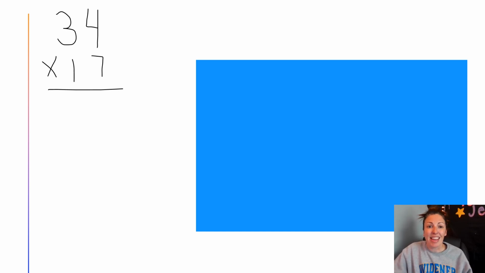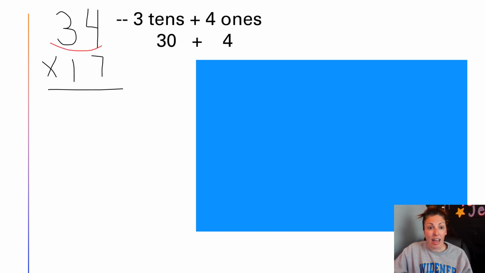Then the second thing I'm going to do is take my very first factor, the factor that's on the top of my equation, which in this case is 34. And I'm going to break that down by place value. So I know I have a 3 in my tens place and a 4 in my ones place. So I have 3 tens and 4 ones, which is 30 plus 4.